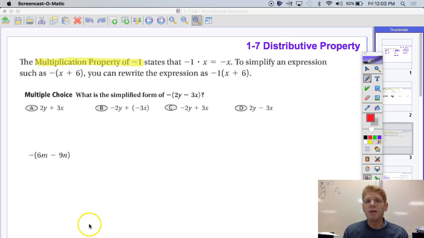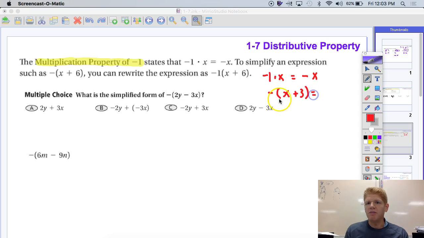All right, let's talk about the multiplication property of negative 1. The multiplication property of negative 1 says this. Anytime you multiply negative 1 times a thing, you get the opposite of that thing, or the negative of that thing. So, for example, we can use negative (x + 3).